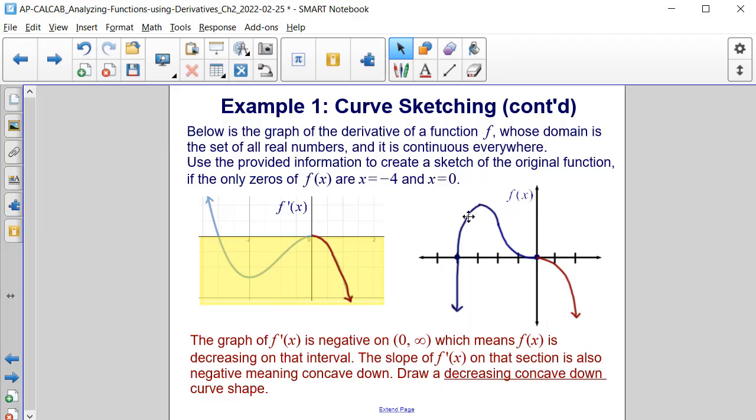So this graph right here that we have drawn is a rough sketch of f of x.